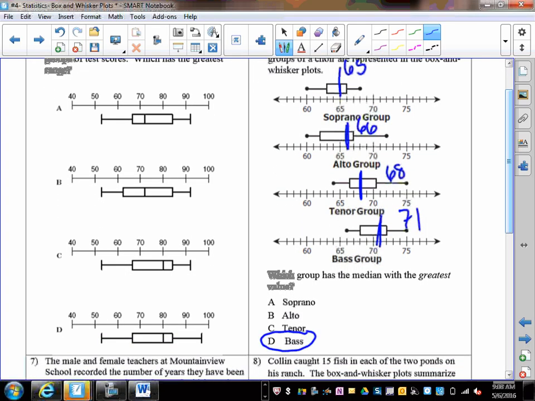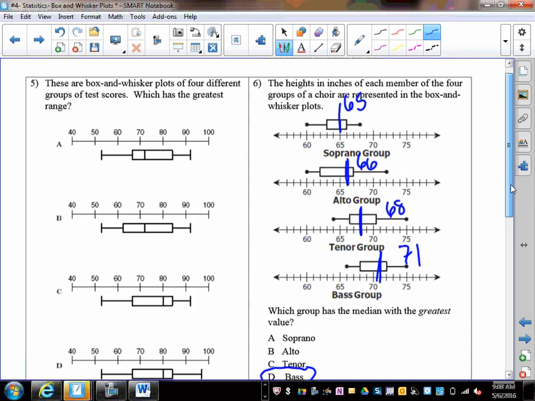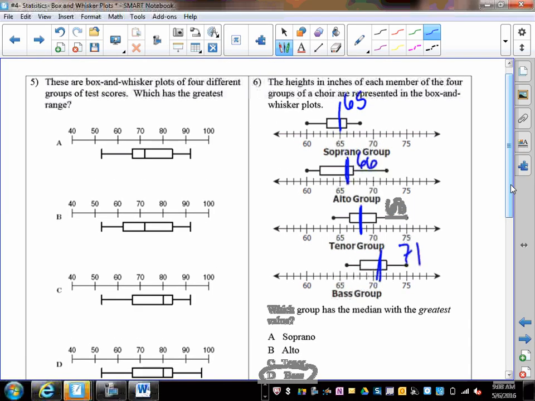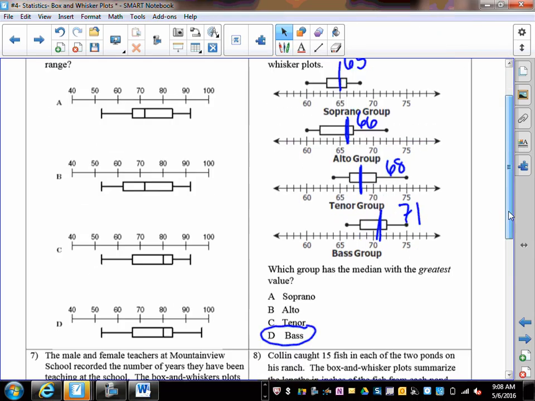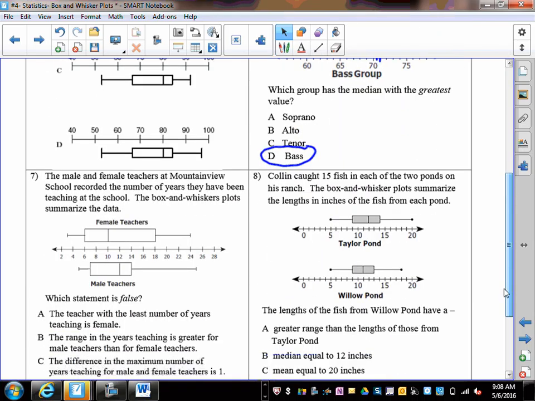Now, notice what they did nicely for you here is that they lined them all up perfectly where your 60s were all in a row, your 70s were all in a row, and you could just look to see which one was over to the right the furthest. Be careful, though. They might not always do that. Good. All right, let's see what we have done.